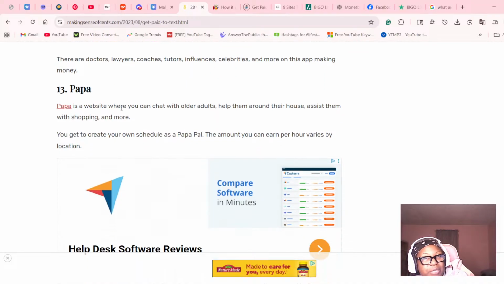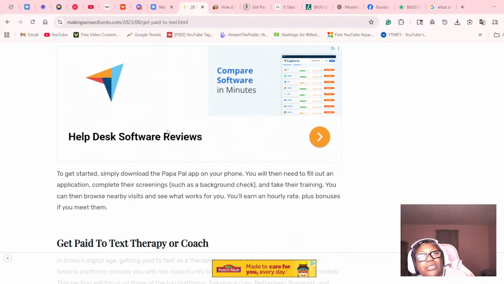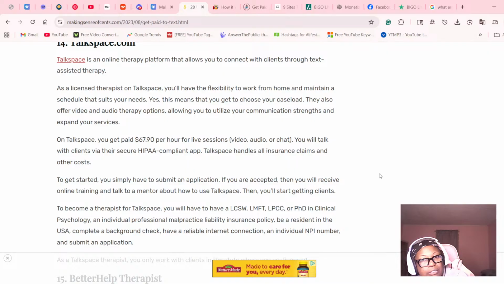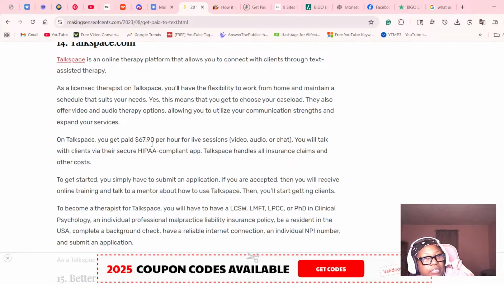Papa is a website where you can chat with older adults, help them around their house, and assist them with shopping. Oh, that's so nice. Okay, here we go again with Talkspace. I think I put that in my course. On Talkspace, you get paid $67.90 per hour for live sessions. Really? What are you talking about, though?